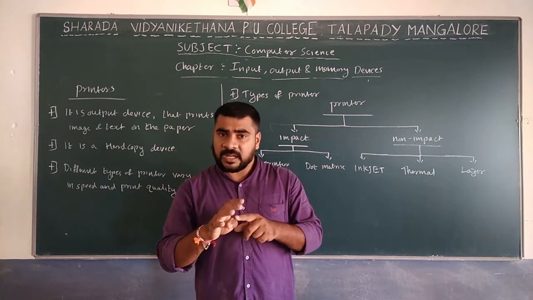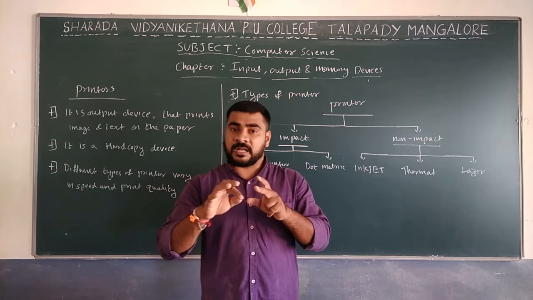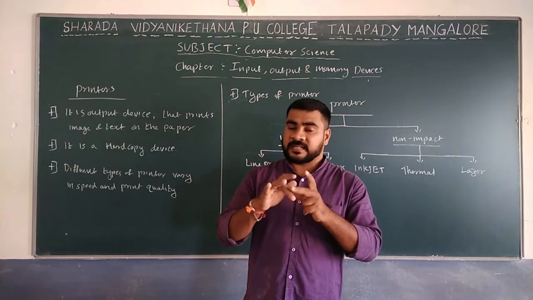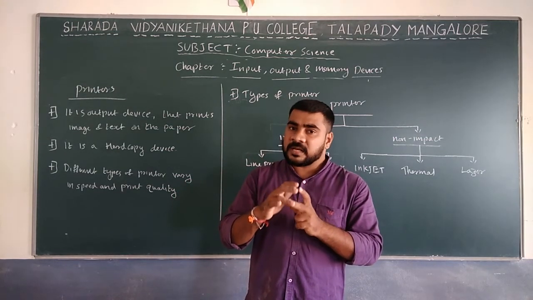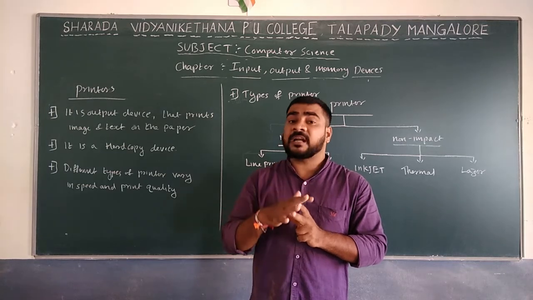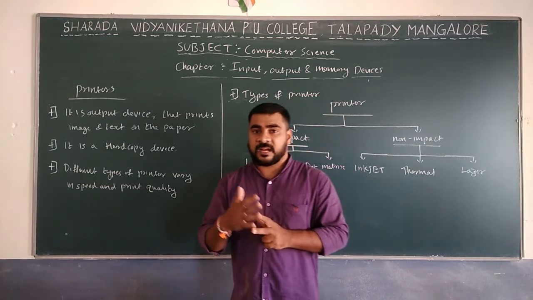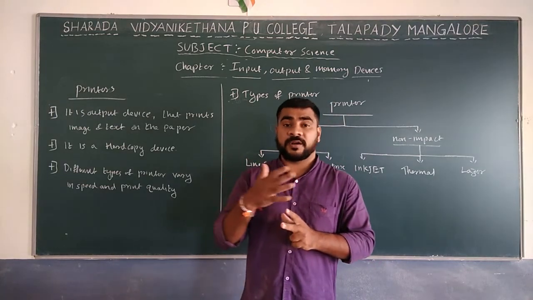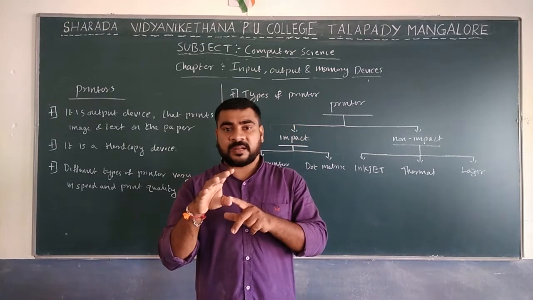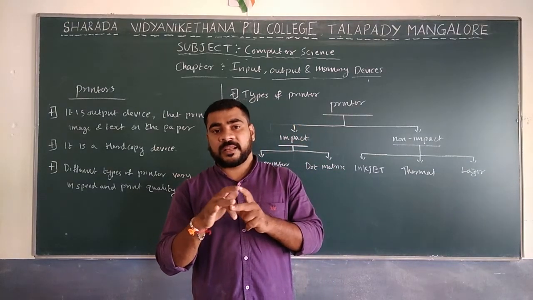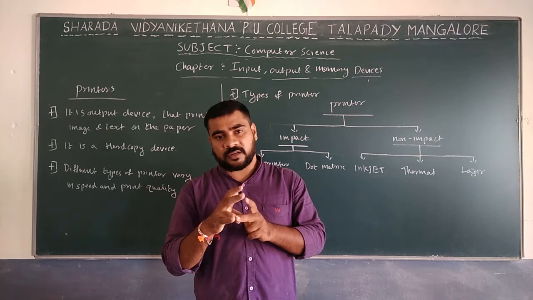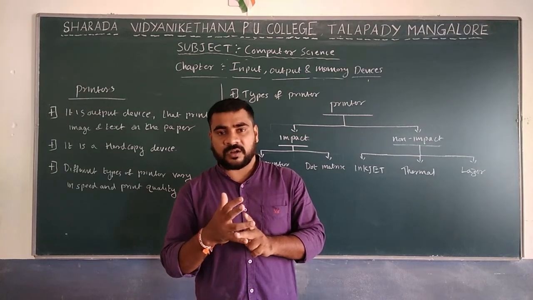One is what is a pixel. I explained what is a pixel. Then I also explained the aspect ratio and resolution of a monitor. These are the things I explained. And after that, types of monitors: CRT monitor, LCD monitor, LED monitor and TFT monitor. These are the four types of monitors we discussed.